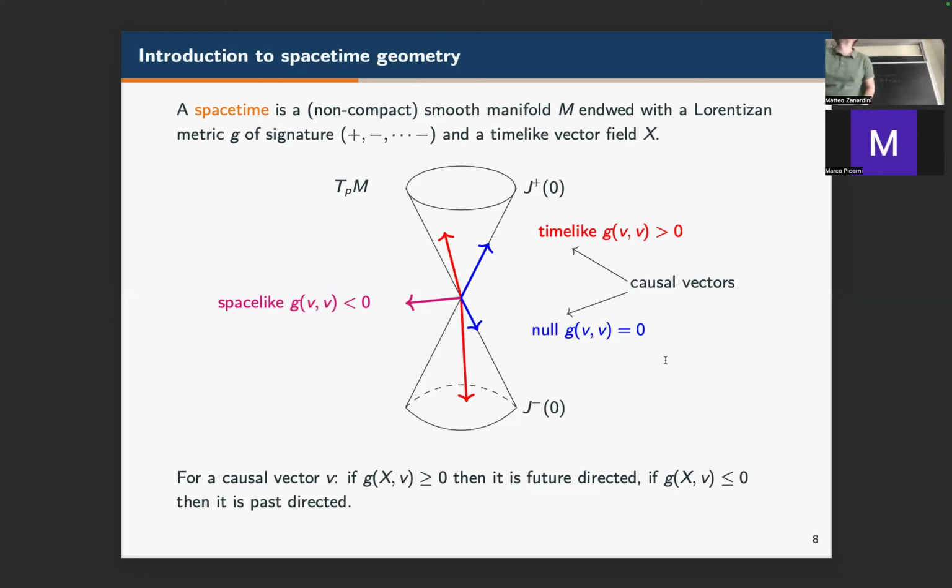A time-like vector field X means that for every point, X at P is a time-like vector that precisely stays in the interior of this cone. It can be in either the upper or lower part, but you define what is up and what is low from X.